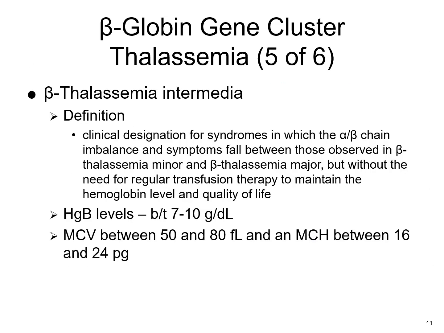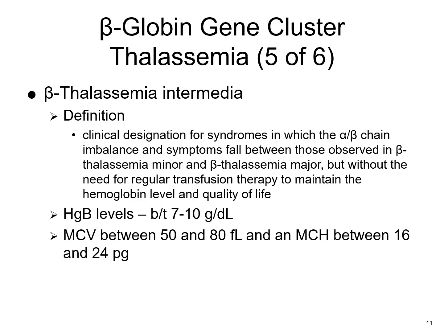For beta thalassemia intermedia, this is a clinical designation used for individuals whose disease severity lies between beta thalassemia minor and beta thalassemia major. So patients with this condition experience an imbalance of alpha and beta globin production, but it is less severe than in beta thalassemia major. Unlike major forms, regular blood transfusions are not required to maintain acceptable hemoglobin levels or quality of life. Hemoglobin levels in beta thalassemia intermedia typically range between 7 and 10, which results in a moderate chronic anemia.